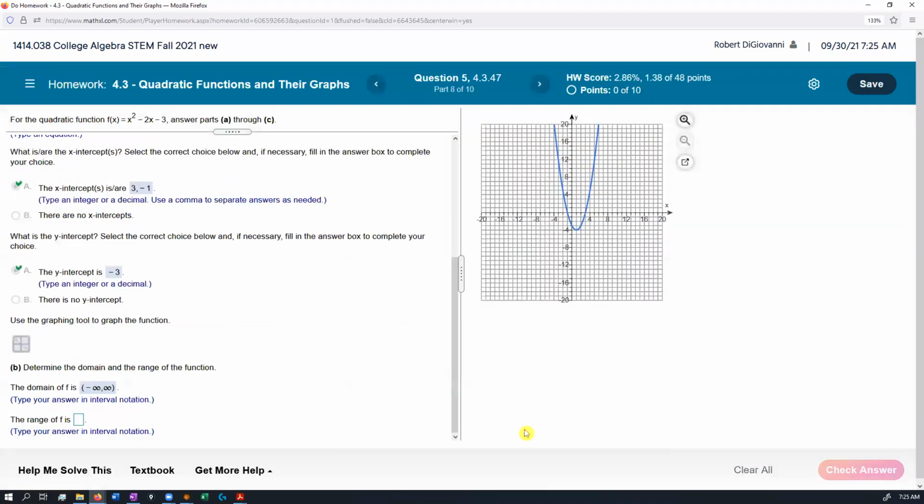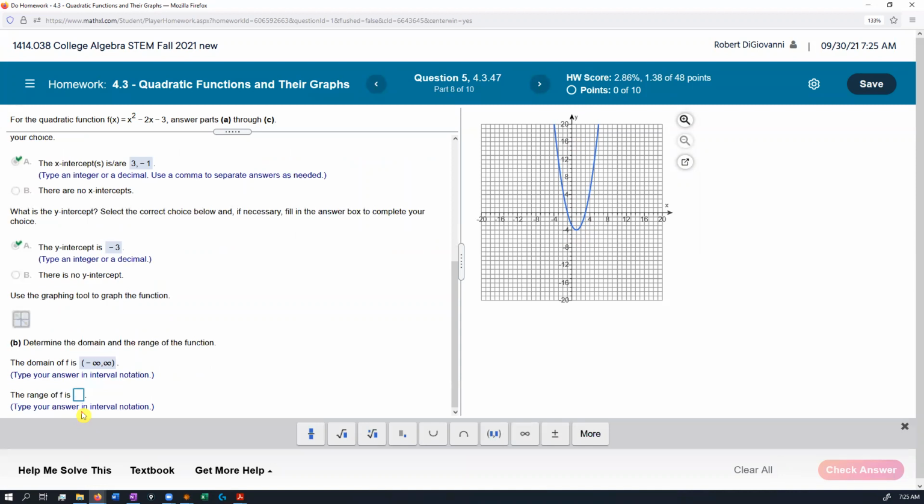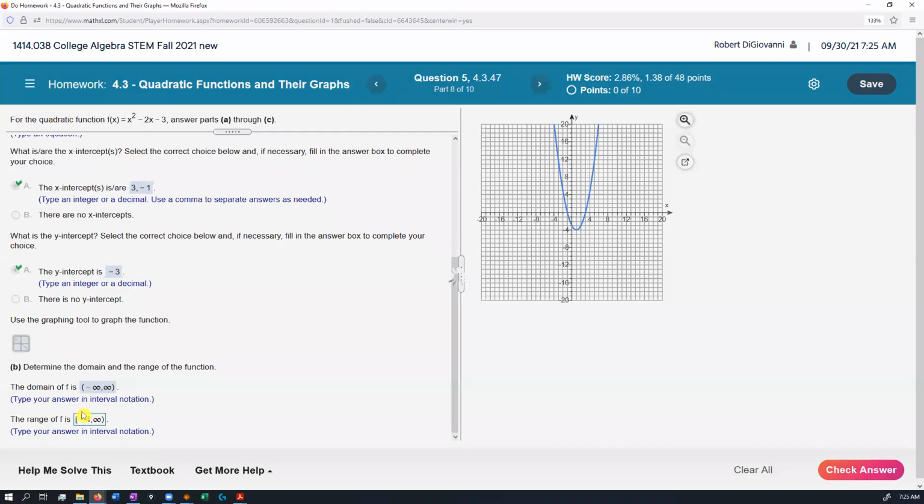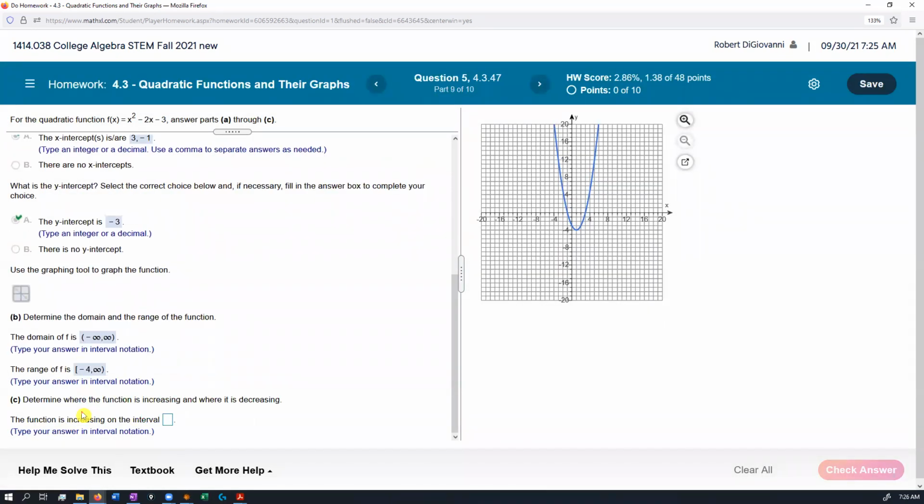All right, and now the range is the y value. So we actually go from -4 up forever. So I need to include -4. So bracket -4 to infinity. Oh, it didn't take it. Oh, I have caps lock. That's why. There we go. -4 to infinity. All right.